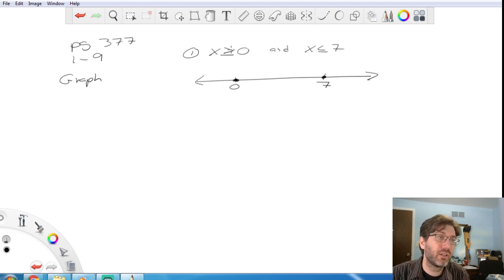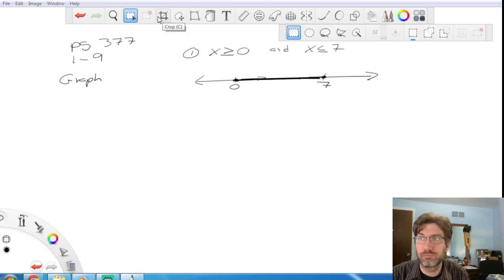But here you need numbers where x is greater than or equal to 0, so here I shade in this direction. And over here I need numbers for x that are less than or equal, so I shade in this direction, which means I want the middle section here. So that's what number 1 looks like. And again, I'm going to trust that you just drew them.